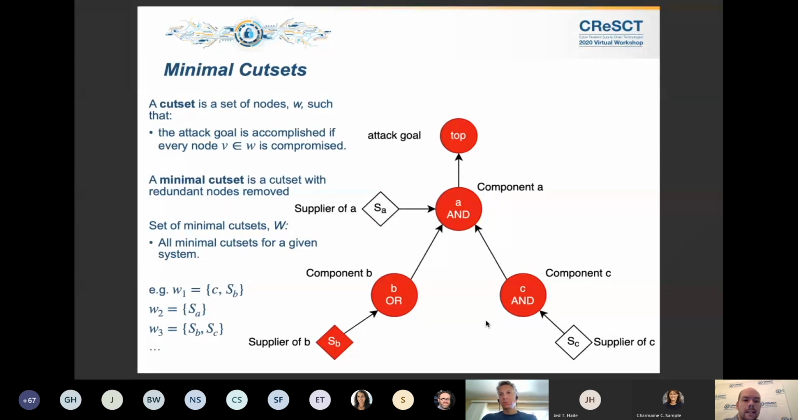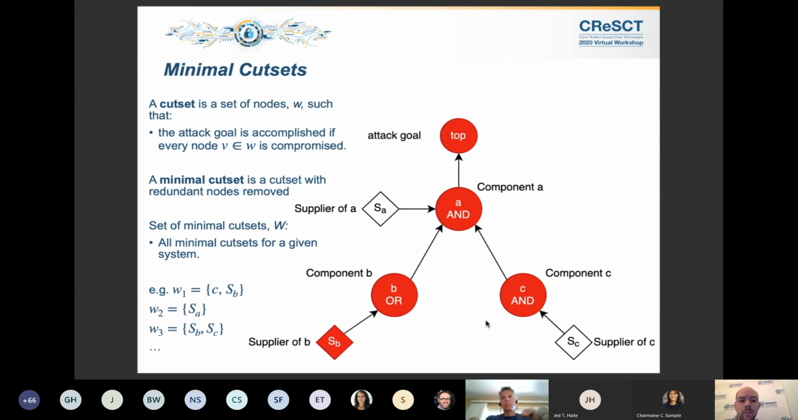What we've noticed is that attacks can be listed as a set of nodes. And we introduce here some terminology. A cut set is a set of nodes such that the attack goal is accomplished if every node in the cut set is compromised. A minimal cut set is a cut set with redundant nodes removed. You can think of this as the smallest possible version of that cut set. It's necessary to use minimal cut sets in order for some of the calculations to work out. A set of minimal cut sets is the set of all minimal cut sets for a given system.